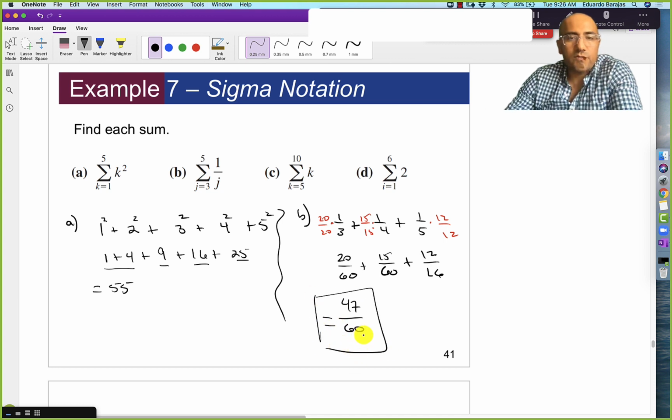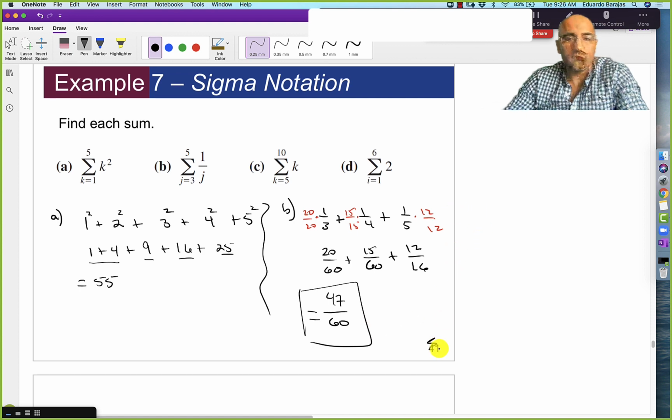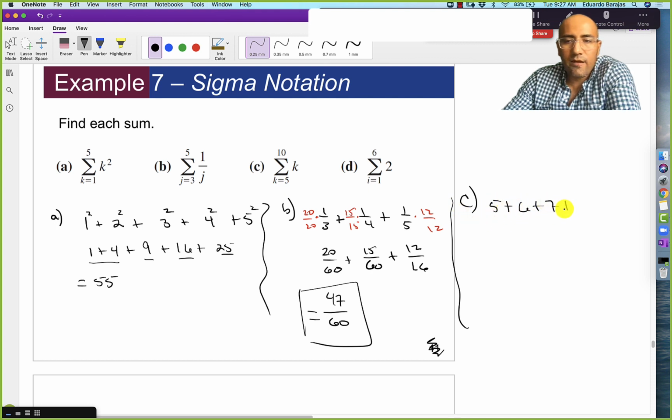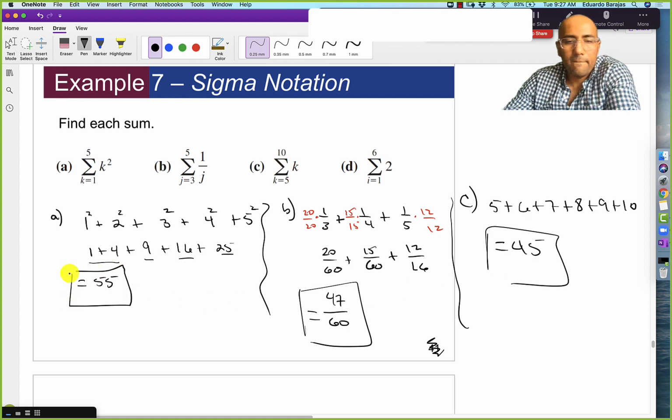Questions? Okay, C says to start off at 5, so it'll be 5 plus 6 plus 7 plus 8 plus 9 plus 10. Start off at 5, end at 10, and all I'm doing is replacing the k index value by a 5. Good, so that's 11, 18, 26, 35, 45.